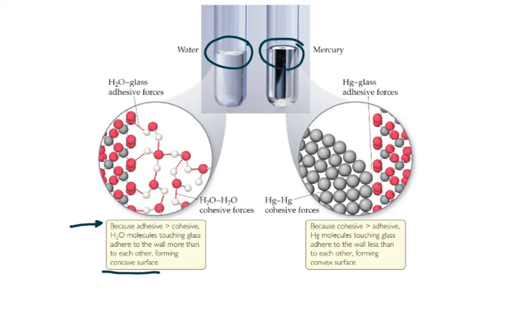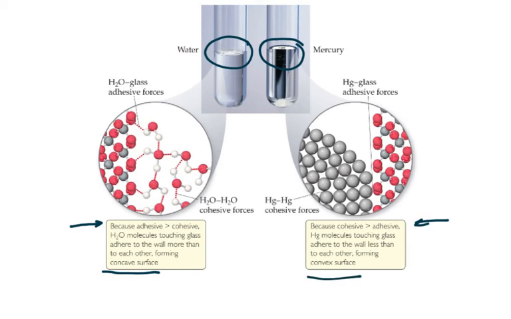Now notice how mercury is the opposite. You could see here it's a convex surface, and in mercury's case, notice that cohesion between the mercuries is stronger than adhesion between the mercury and the glass. So mercury molecules touching the glass do not adhere to the wall as strongly as mercuries do to each other. So mercury prefers to interact with itself, and as a result, notice that the parts of the mercury near the glass don't have much contact with it, and as a result, you will form a convex surface.